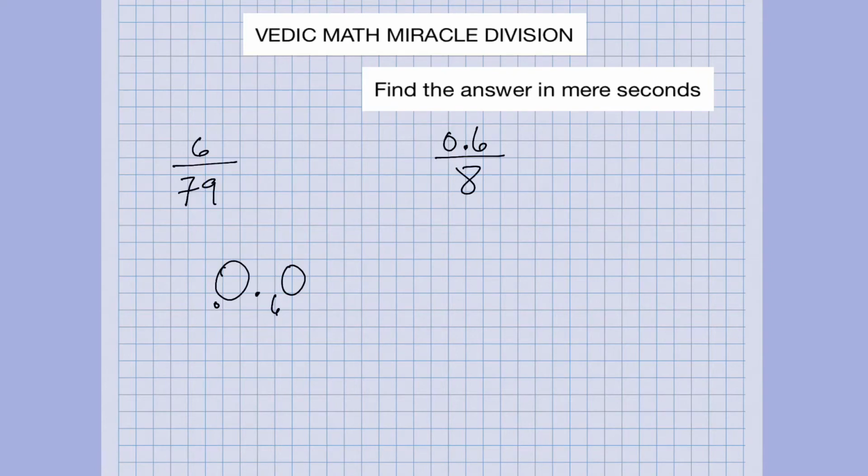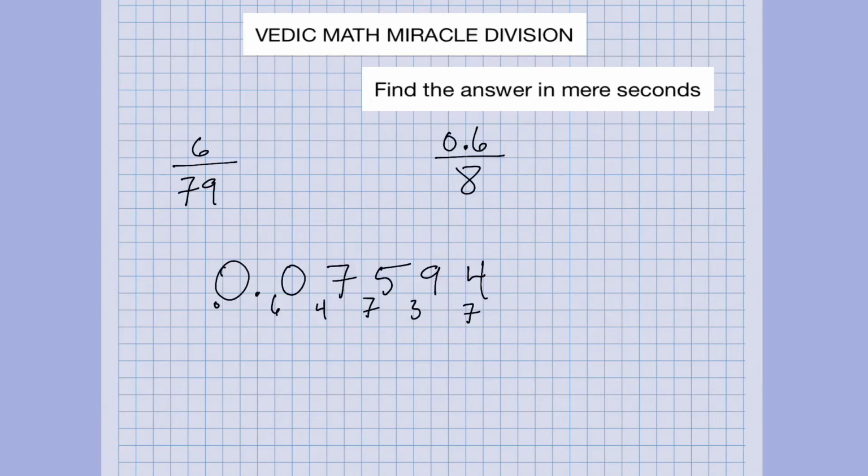8 goes into 60 7 times with 4 left over, right? 8 times 7 is 56, and 60 minus 56 gives us 4. 8 goes into 47 5 times with 7 left over. 8 goes into 75, and the closest we could get is 72, so 8 goes into 75 9 times with 3 left over. 8 goes into 39 4 times with 7 left over. 8 times 4 is 32, and 39 minus 32 gives us 7.